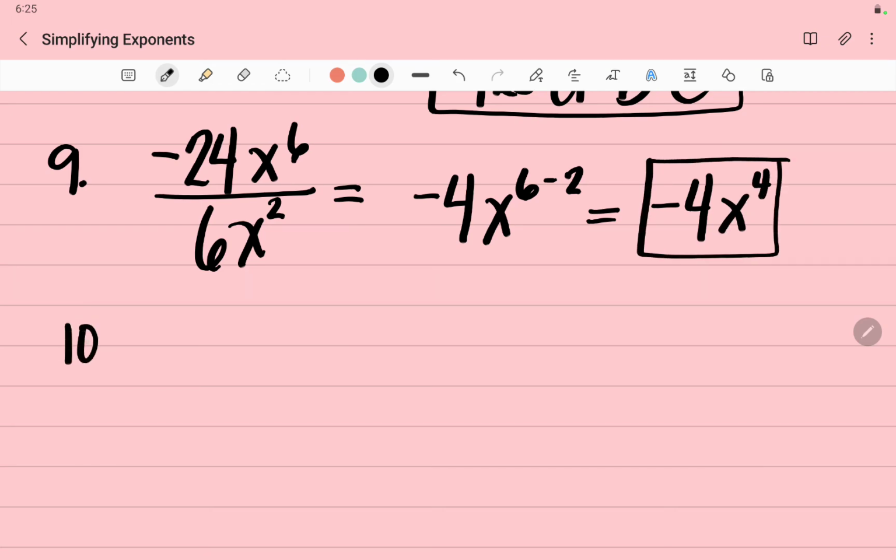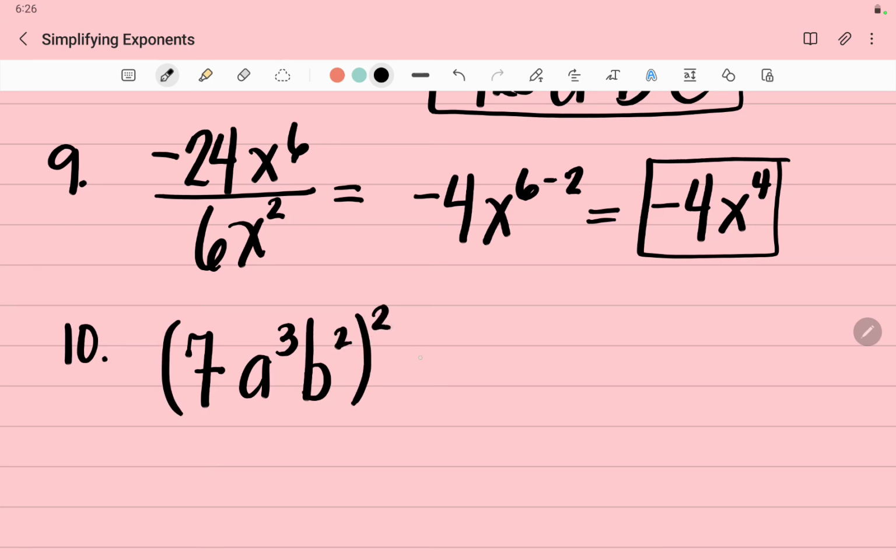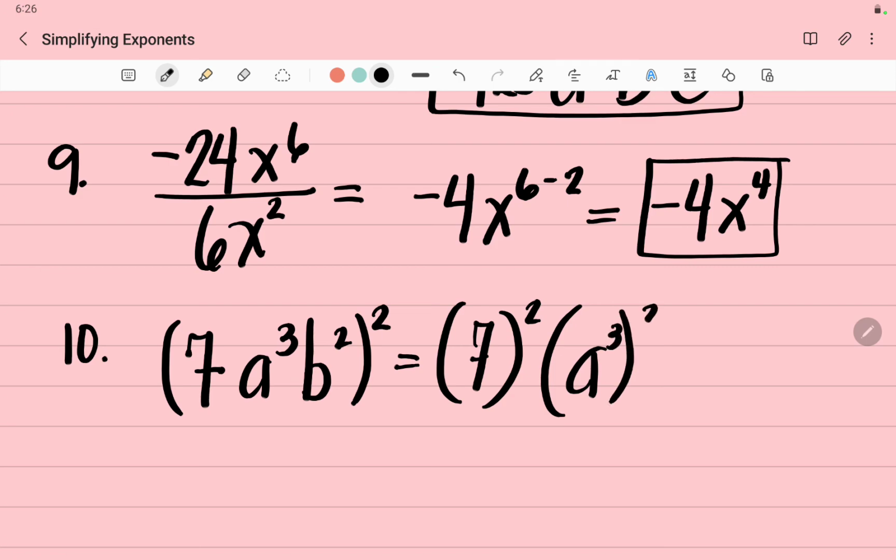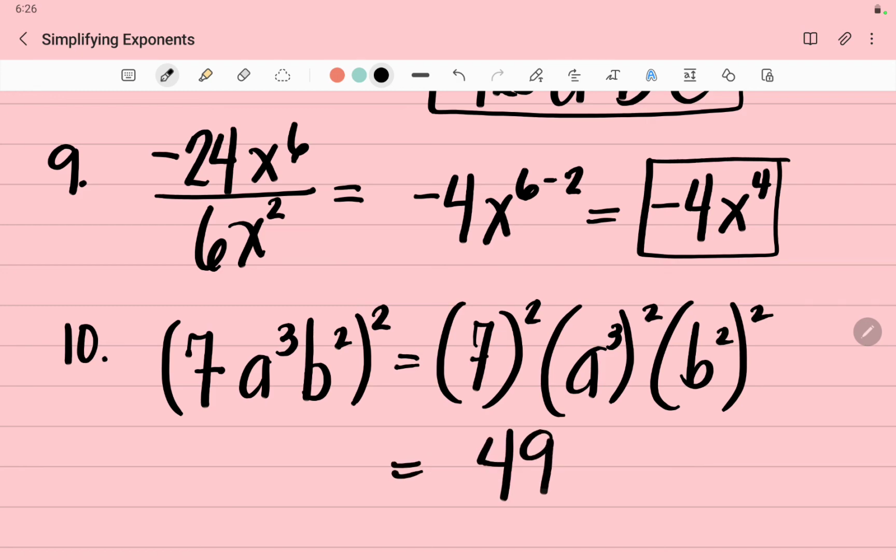Next, number 10, we have the quantity 7a raised to 3, b raised to 2, raised to 2. We have now 7 raised to 2, a raised to 3 raised to 2, b raised to 2 raised to 2. So we have 7 raised to 2 is 49, a raised to 3 raised to 2 is a raised to 6, b raised to 2 raised to 2 is b raised to 4.